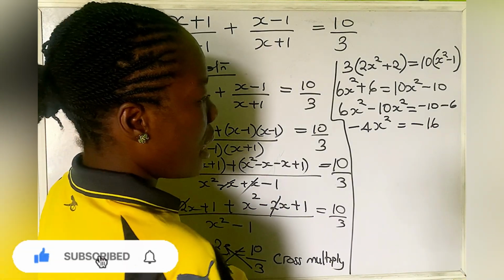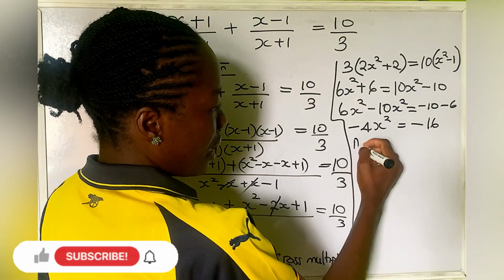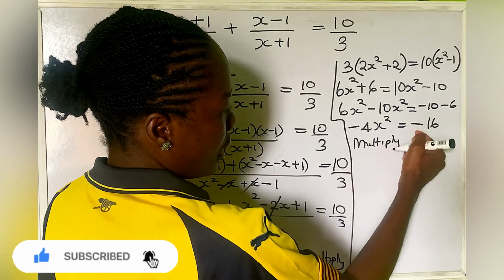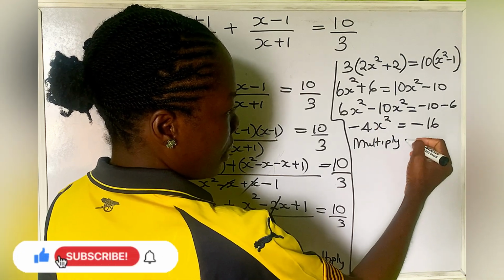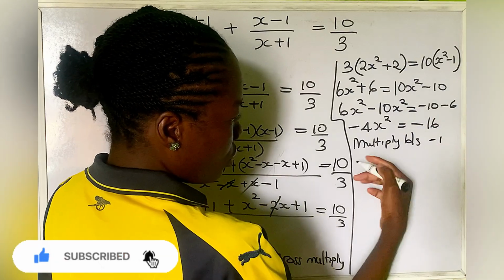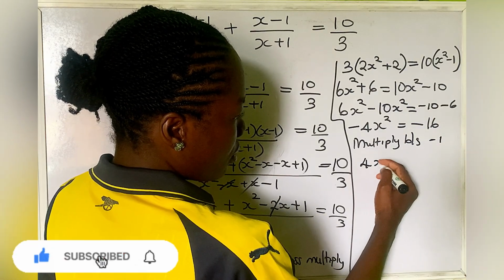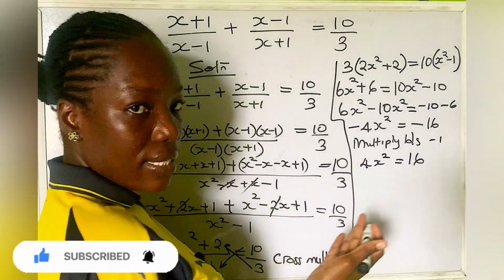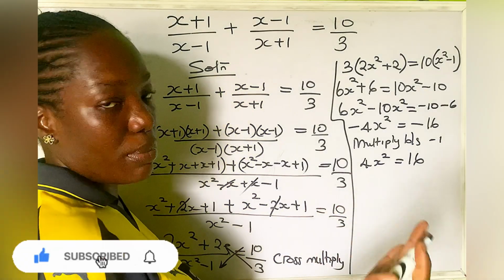Good. So at this point, we can multiply both sides by minus 1 because we want to take out the negative signs on both sides. Multiply both sides by minus 1. So when we do that, we're now left with 4x² is equal to 16. Now let's divide both sides by 4, right?